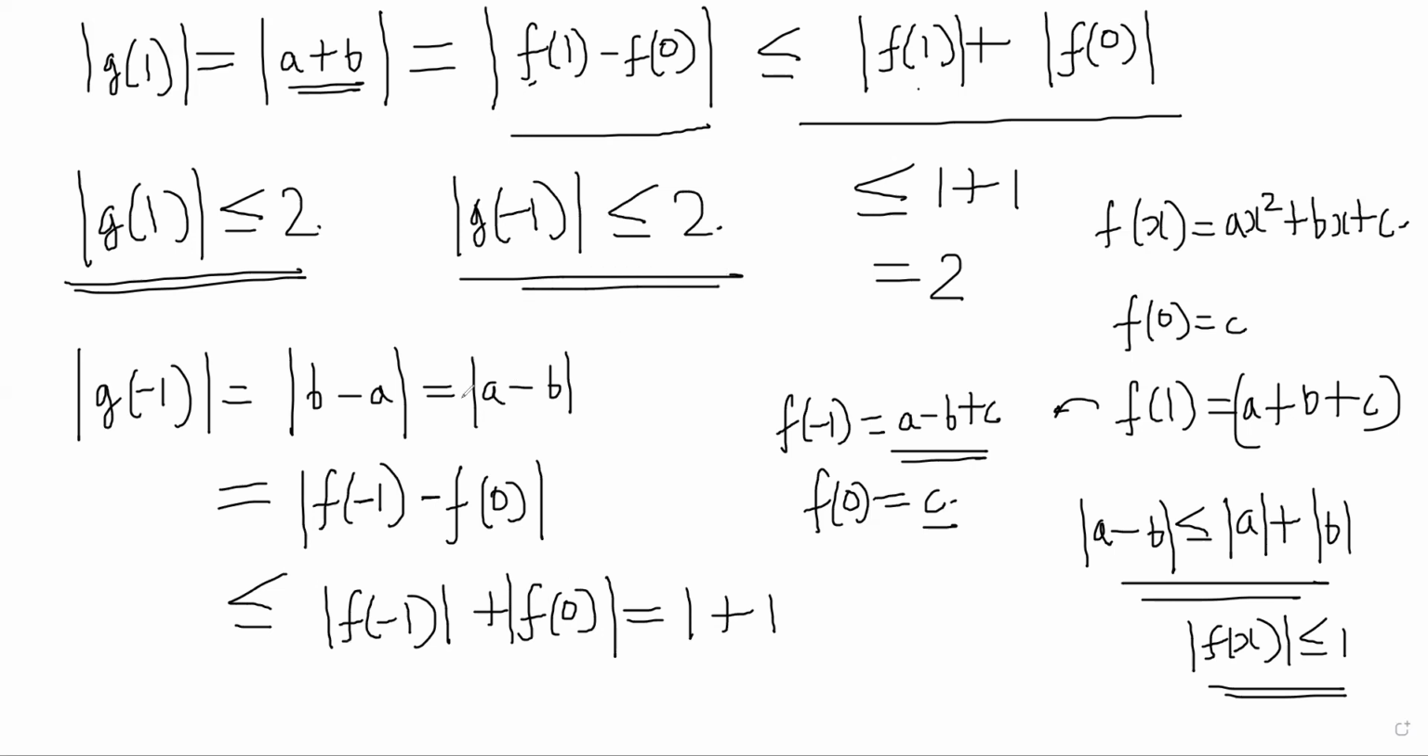And because we have checked the two endpoints of the linear function and proved that the modulus at those endpoints is less than equal to 2, we can conclude that the entire graph g of x for x between minus 1 and 1 will always be less than equal to 2, right? So that finishes the proof of the second part of the problem. Now let's move on to the third part.